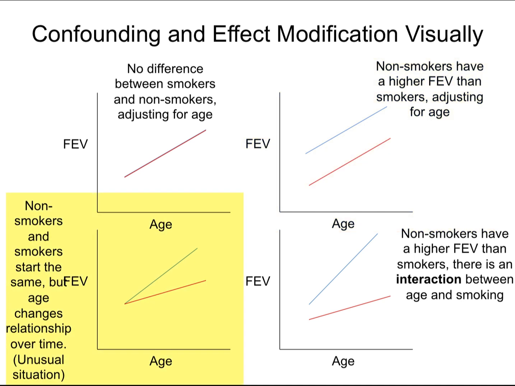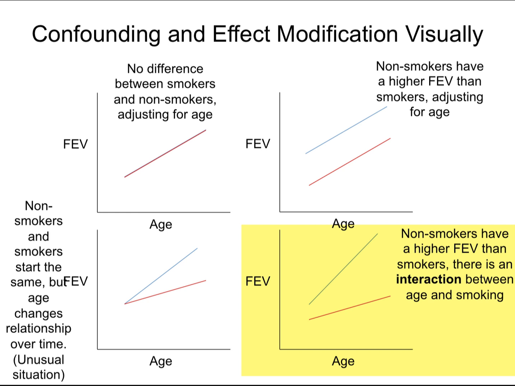On the bottom left is a model where the two regression lines have the same intercept but different slopes. So in other words, non-smokers and smokers start the same, but age changes the relationship over time. This is a special case that doesn't happen often in reality, so we're not going to discuss this in the course. And on the bottom right is a model where the two lines have different slopes and different intercepts.